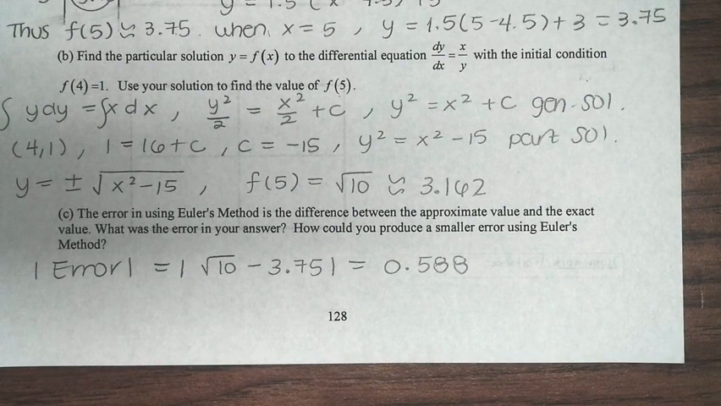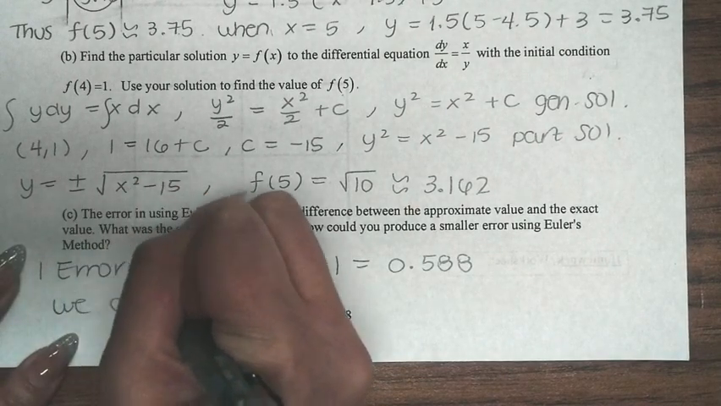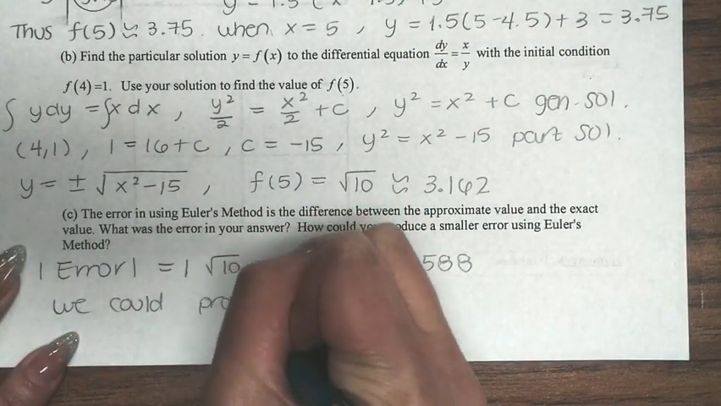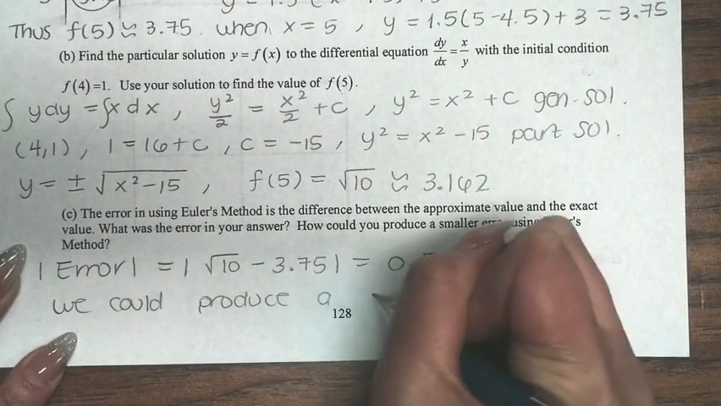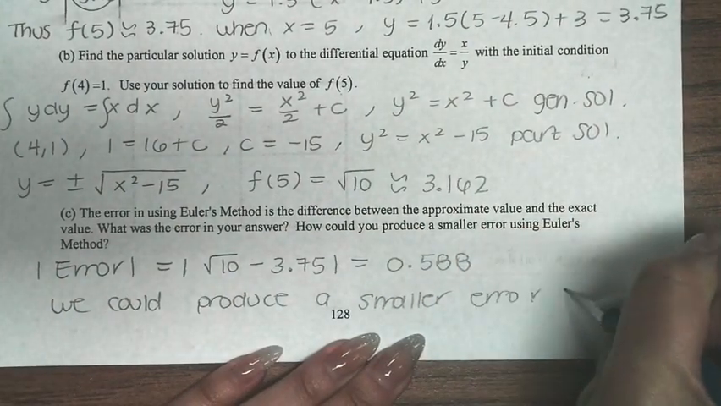With that being said, how could we produce a smaller error using Euler's method? We could produce a smaller error by having more steps.